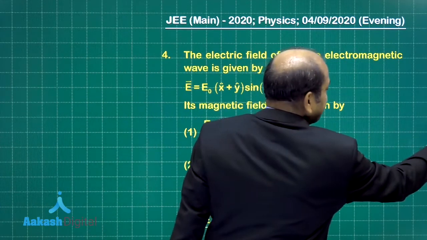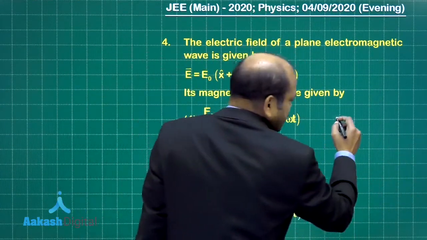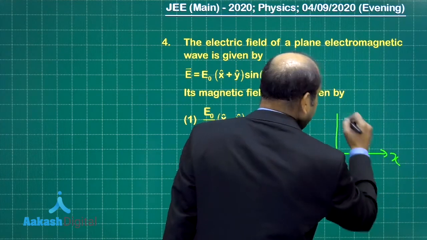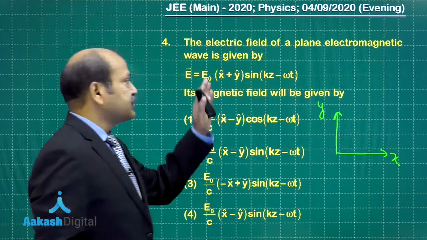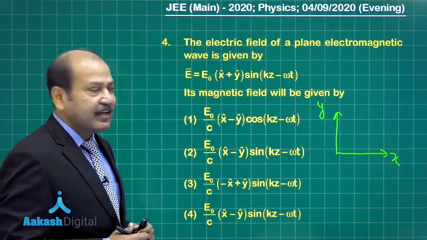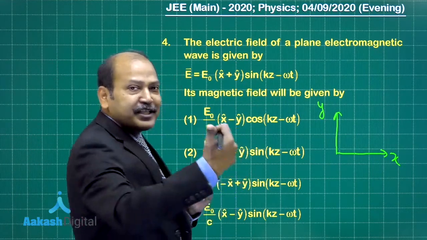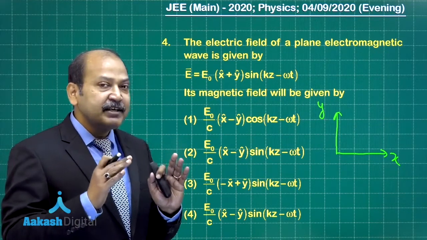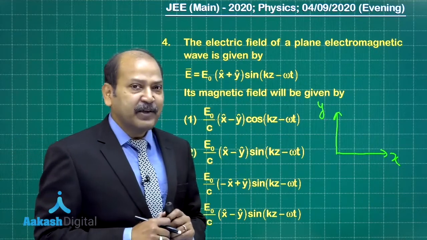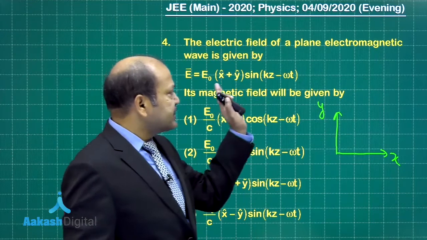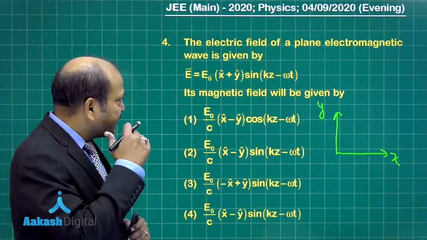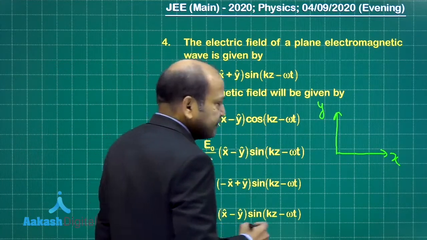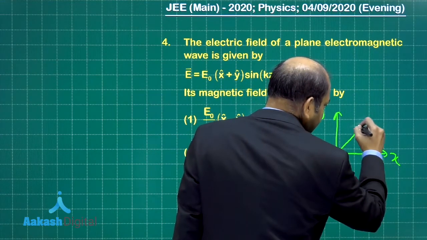Let's start our solution, and if I draw the two axes, the x and y axis, let's say something like this, okay, we see that the electric field oscillation is happening in the xy plane, and the wave is propagating along the z axis, the positive z axis. It means that the magnetic field is oscillating also in the xy plane only. Let's assume that at some instant sine (kz minus omega t) is 1, and at that moment the electric field vector is given as E naught (x cap plus y cap).